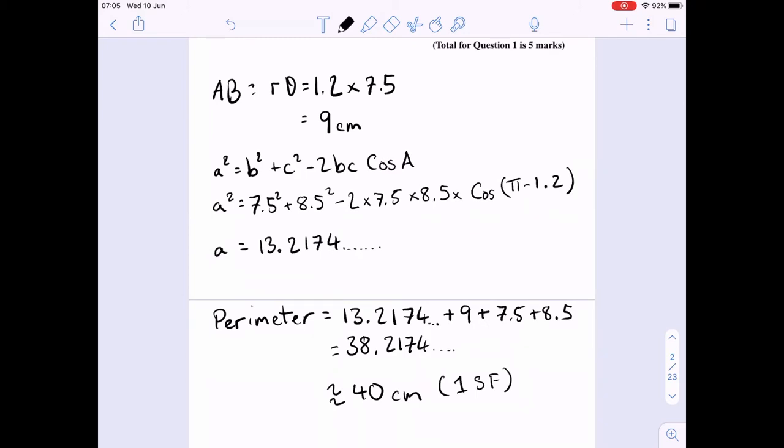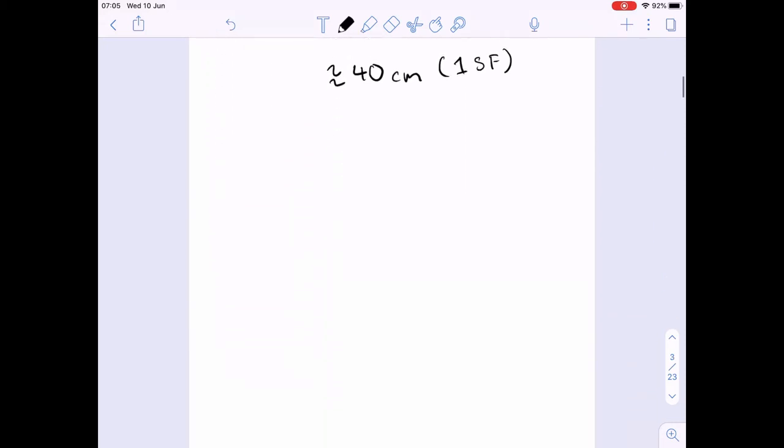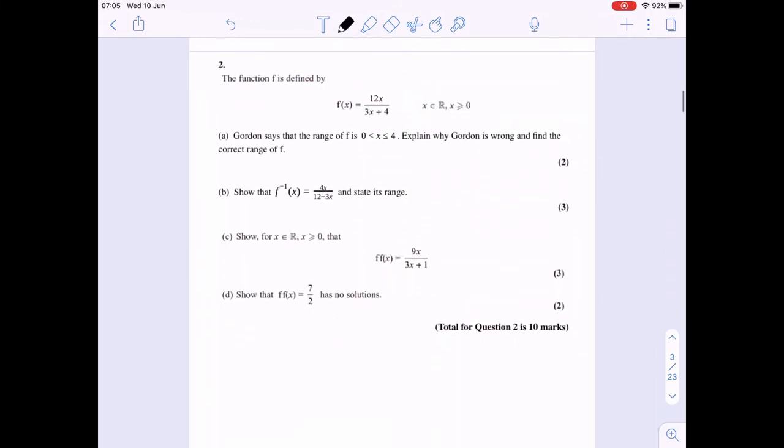Okay, so let's just check. I've got 5 marks. How many lines of working do I have? 1, 2, 3, 4, 5, 6, 7, 8. It's not quite the 10 I was targeting, but I reckon there's enough there to warrant all the marks.